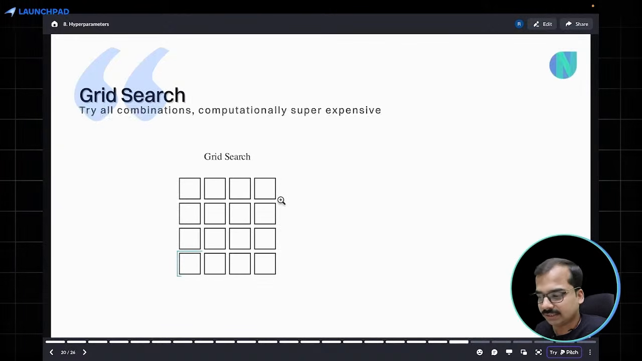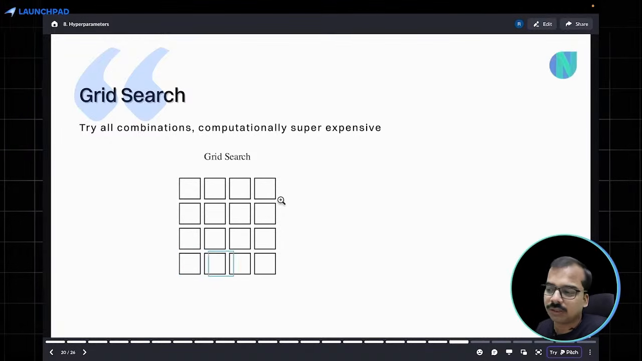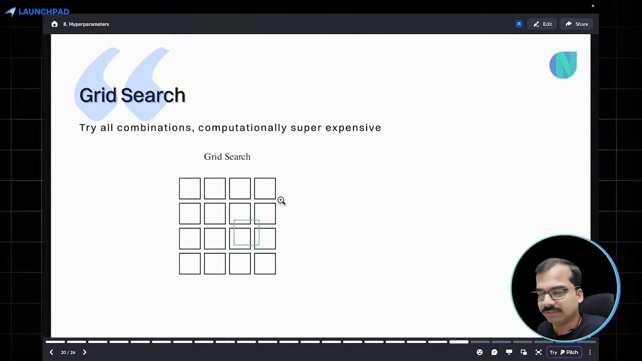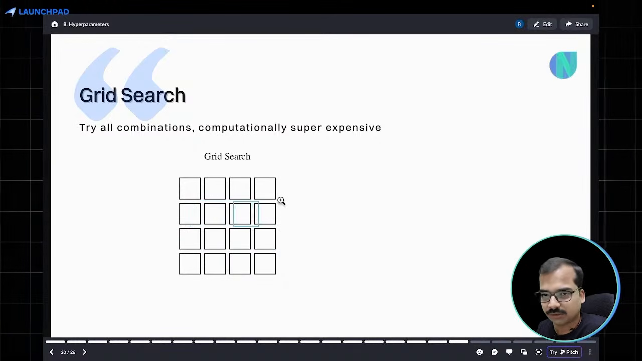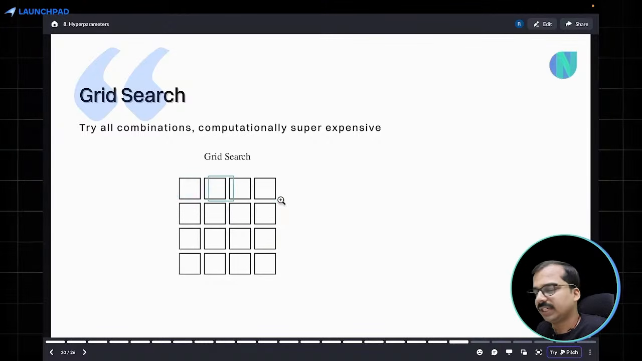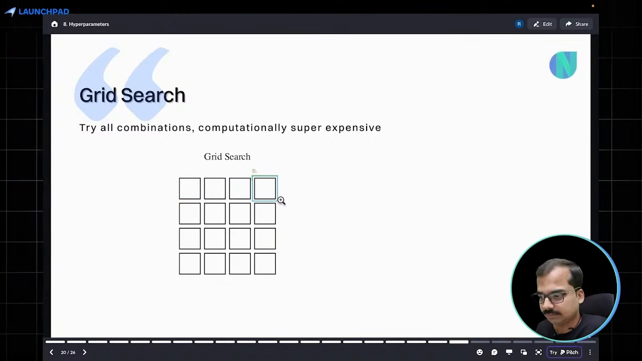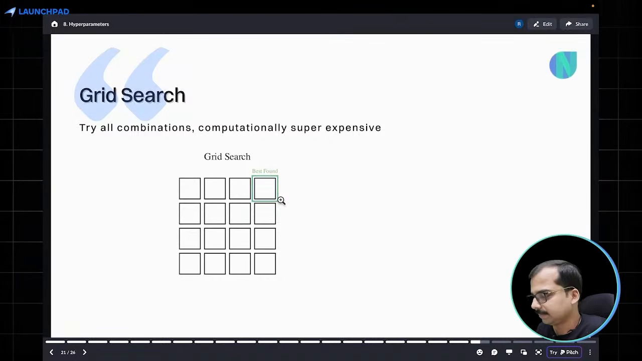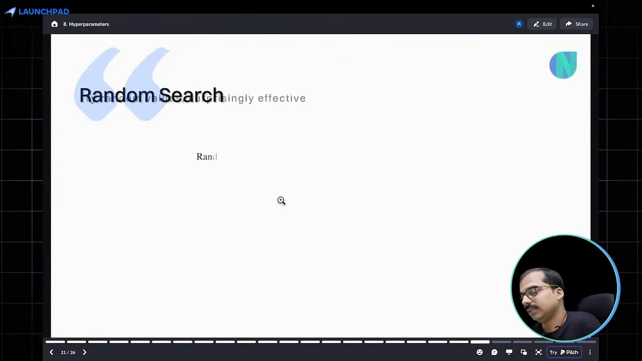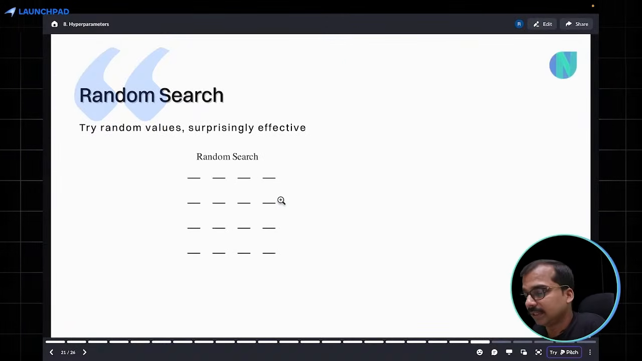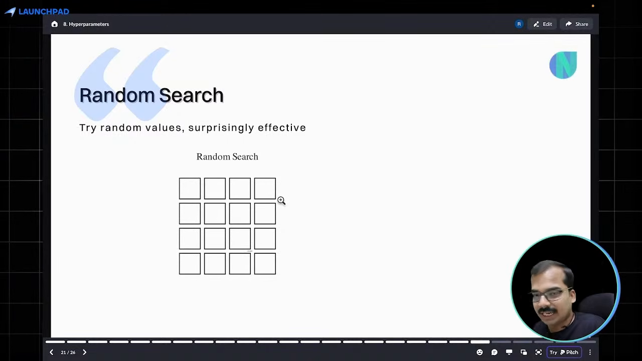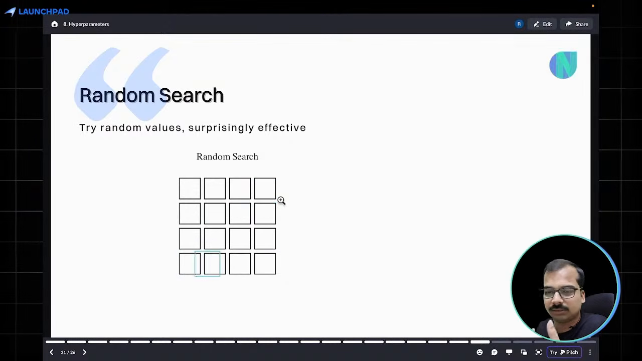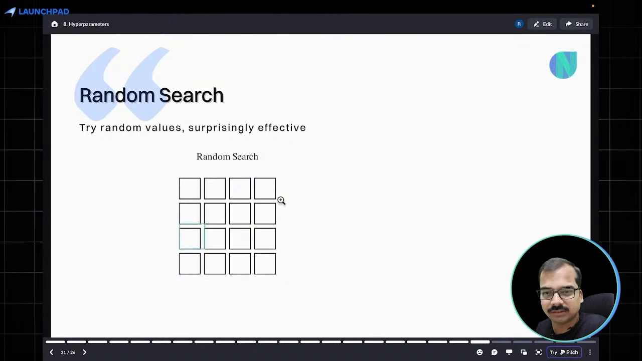Another way is to do grid search. You try all the combinations of, let's say, batch size versus learning rate, and whichever gave me the best result, that is my answer. But again, it's way too expensive, because every time you have to train the model. Then there is random search, which is very effective in a lot of cases. You have some set of hyperparameter combinations, you randomly pick 2-3 combinations, and whichever gives you the best result, you pick it up.